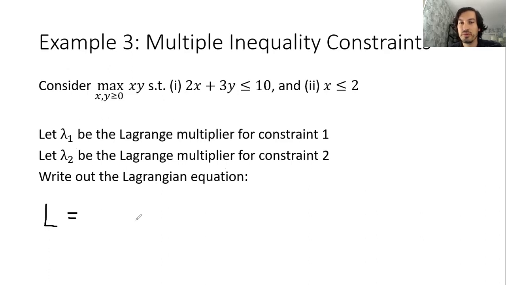The objective function is xy, right? I add something to that, which is lambda 1 times the formula from the first constraint, which is the right side minus the left side. Wouldn't you agree? 10 minus 2x minus 3y.